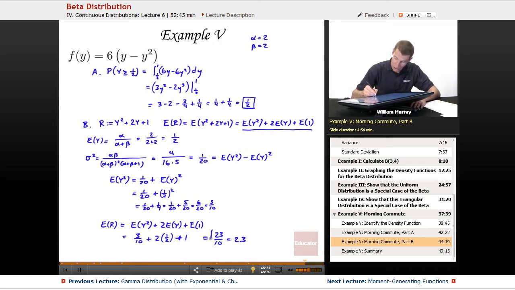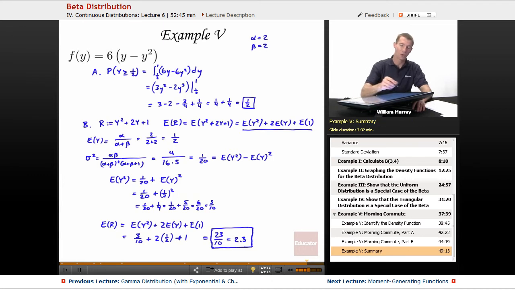I don't know what the units are there, so I'm just going to leave them. I guess 2.3 rage units is what you're going to carry into work, or at least the expected value of your rage as you go to work tomorrow morning. So 2.3 is the expected value there. So that answers both things that we were looking for in this problem.